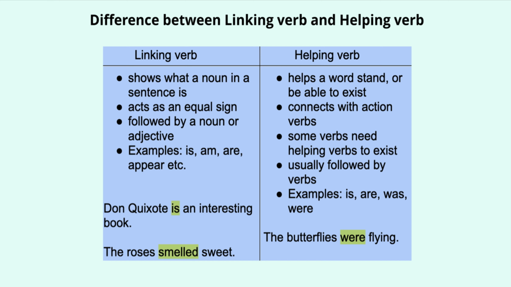The second sentence is the roses smelled sweet. Here, smelled is talking about the noun roses. And it is followed by an adjective, sweet. Helping verb helps a word stand or be able to exist. It connects with action verbs. Some verbs need helping verbs to exist, usually followed by verbs. Examples: is, are, was, were. The butterflies were flying. Here, were is the helping verb and it is followed by the main verb, flying.